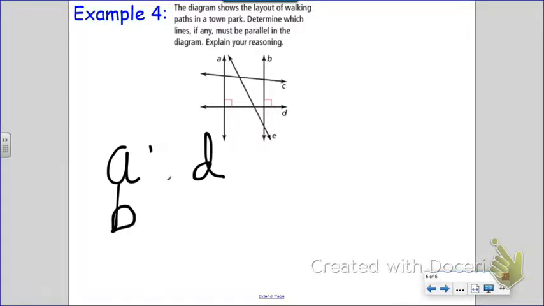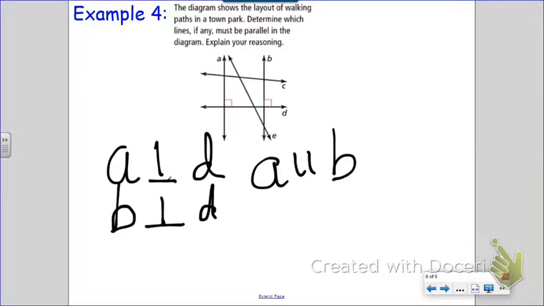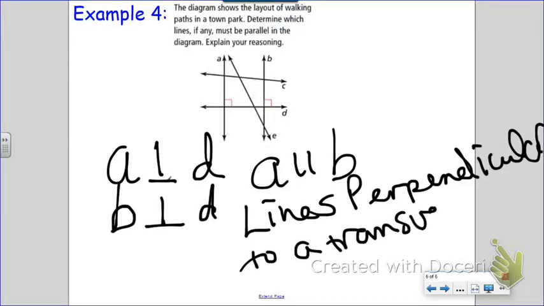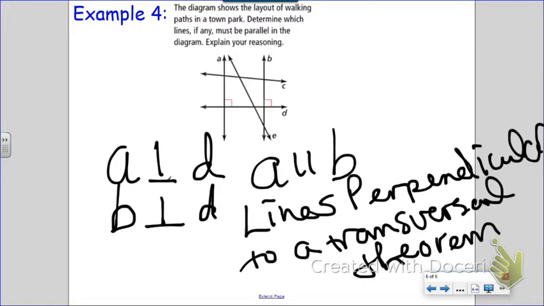Perpendicular, not parallel. And we know that B is perpendicular to D, so we know A has to be parallel to B, and that's the lines perpendicular to a transversal theorem. And that's our notes for today.